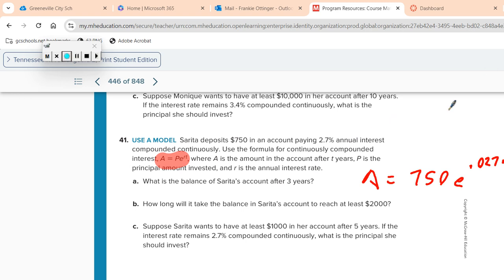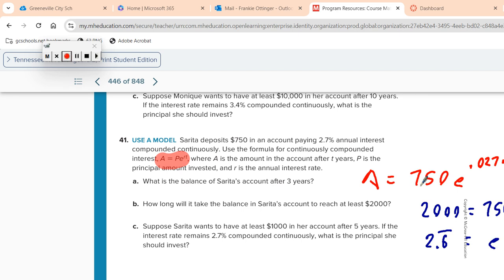Before this chapter, the only way you would have known to have done this problem is to put it in y equals and see when it got to 2,000, and that would really probably be an approximation. But now that you can solve, we can put 2,000 in for A, and we can solve it for this variable now. We can divide by 750. I'm just going to do it on my handheld calculator. That's 2.6 repeating.